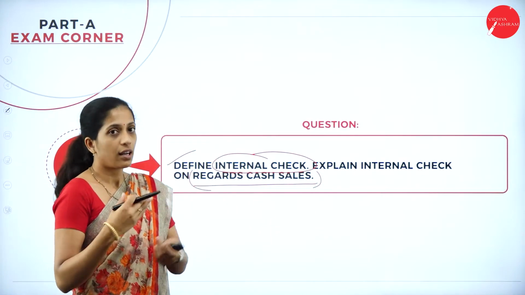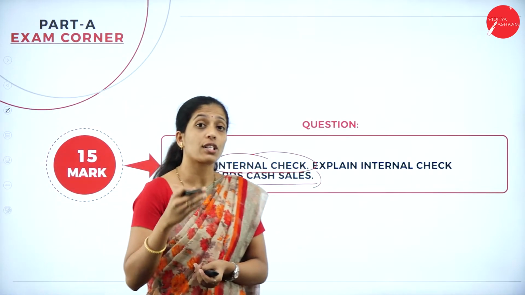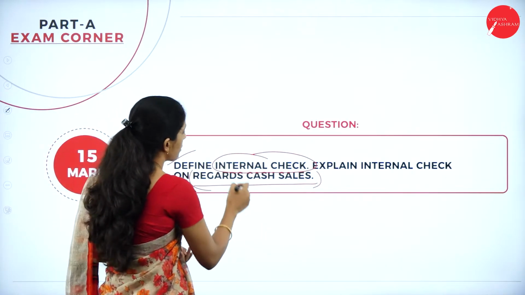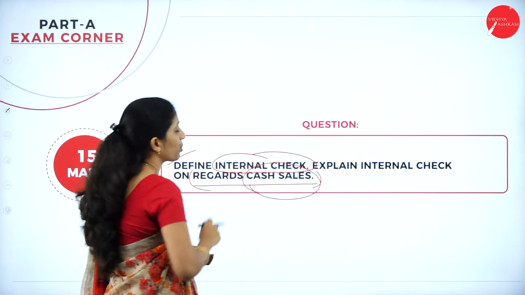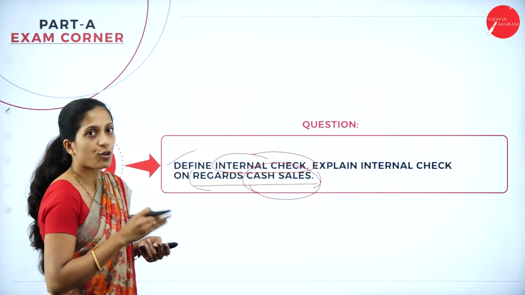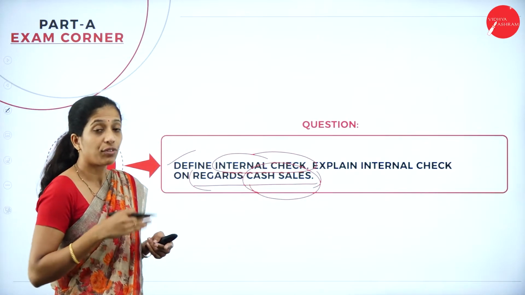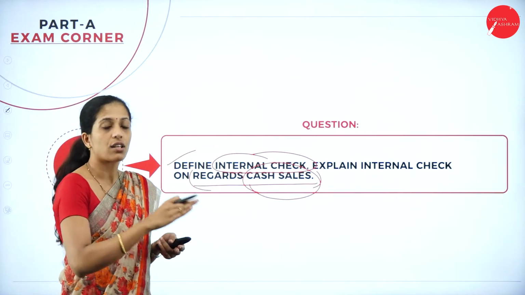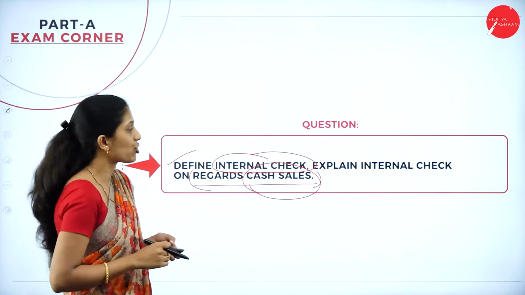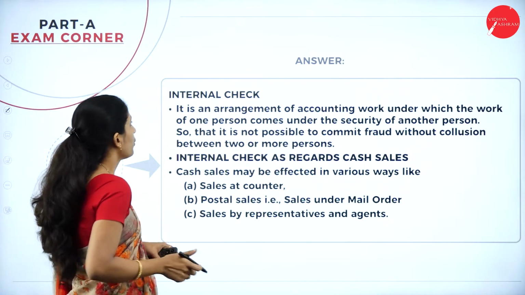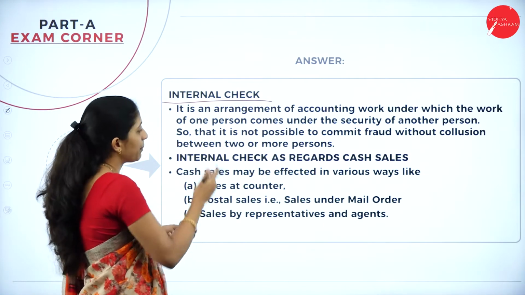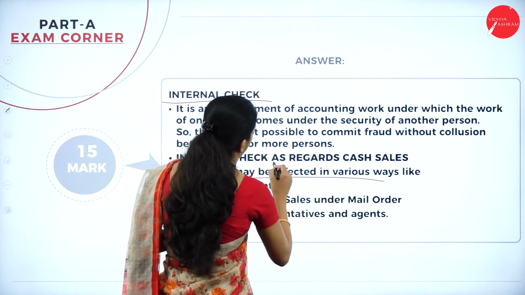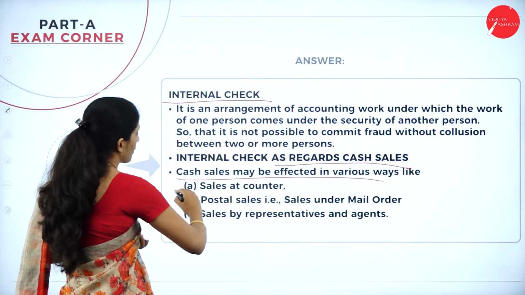So, in an organization, of course, purchases and sales are very common, right? So how internal check has to be done with regards to cash sales has to be explained in detail, and we know the answer to it. We had already discussed it in the concept class as well as in the revision class. So you have to write the meaning of internal check and internal check as regards to cash sales. So how has it to be done?